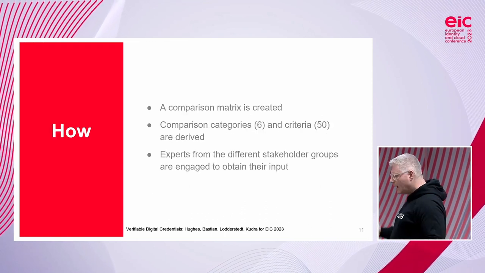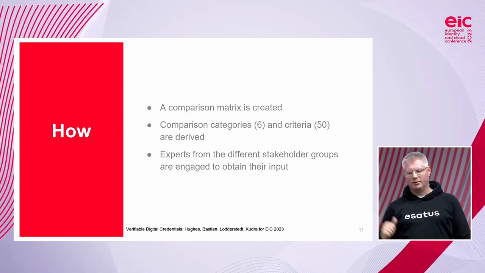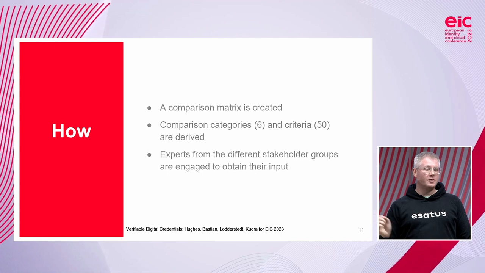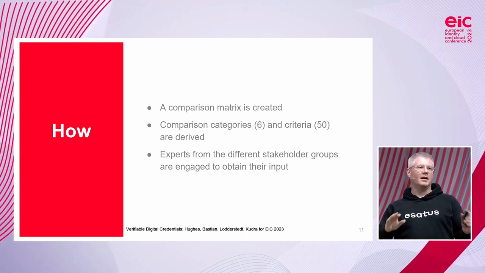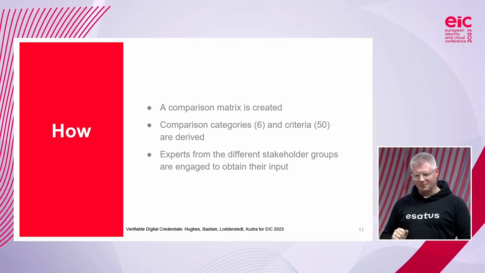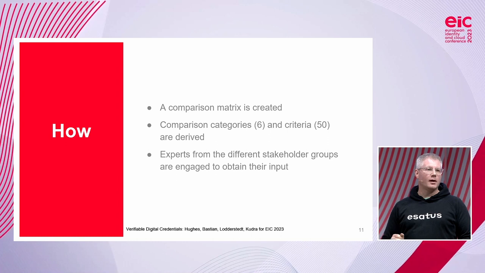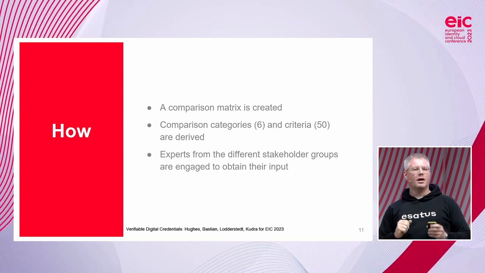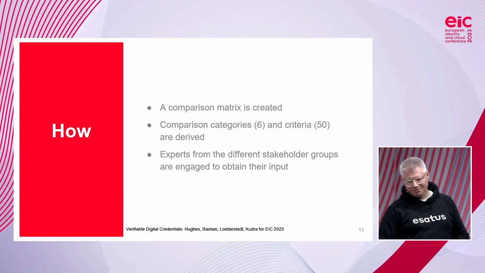So how have we done that? We have created the comparison matrix. I'll come to that in a second. It has 6 categories with 50 criteria that can be in a very complex combination. And we have engaged over time experts from different stakeholder groups, the broader community I was alluding to, to obtain their input.